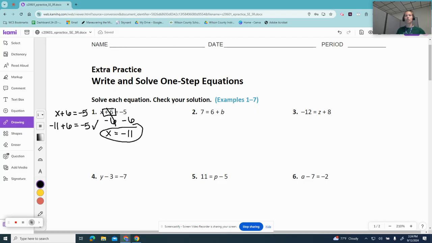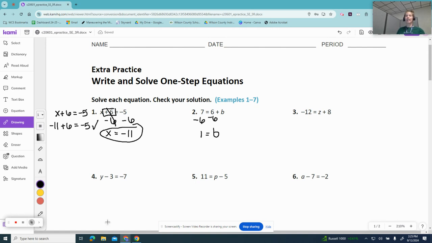Okay, so let's do one more example on addition together. So if I have here 7 equals 6 plus b, okay, this 6 is positive. So I am going to do the inverse or the opposite. So I'm going to subtract 6 again to get 0. But in order to keep my equation balanced or equal, I have to then also do it on the other side. Subtract 6. 7 minus 6 is 1 equals b.